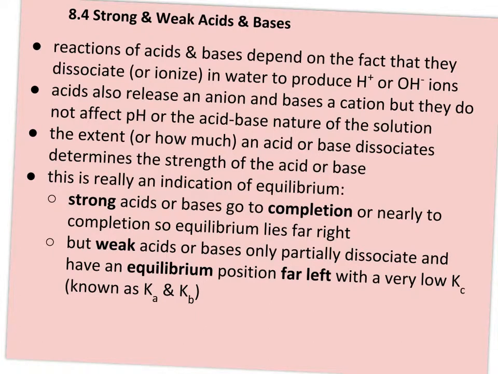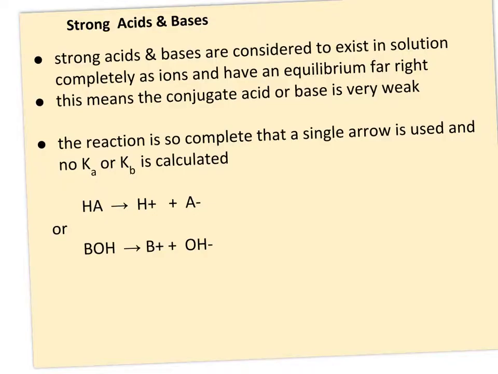The extent, or how much an acid or base dissociates, determines the strength of the acid or the base. An acid or base that dissociates a lot is considered a strong acid and is said to go to completion or nearly completion, and the equilibrium lies far right. So it has very strong acidic or basic qualities. Weak acids or bases only partially dissociate and have an equilibrium position far left with a very low Kc, or we call the equilibrium constant Ka or Kb, and only show very weak acidic tendencies.